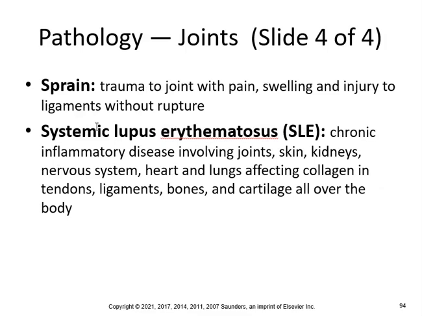What about a sprain? Again, trauma to a joint with pain, swelling, and injury to ligaments without rupture. Systemic lupus, chronic inflammation involving joints, kidneys, skin, nervous system, heart, and lungs, affecting collagen, tendons, ligaments, bones, and cartilage all over the body. And they usually have a telltale butterfly rash around their cheeks.